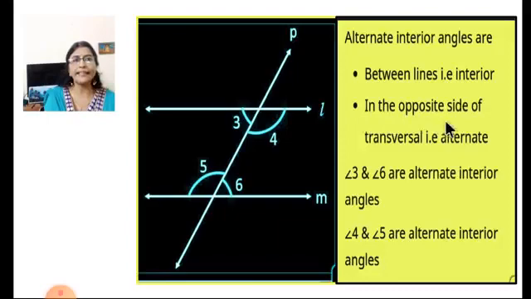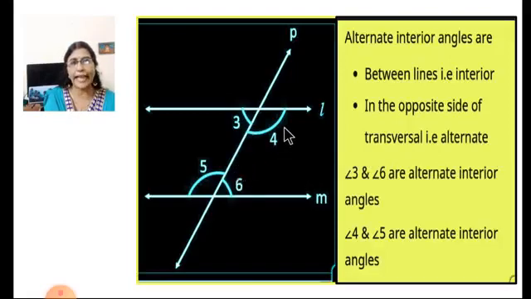Second point, in the opposite side of the transversal. Like here you can see, angle 3 is on the left side of this transversal, and if I take this angle 6, which is on the right side, these two angles are opposite to each other. So they are on the opposite side of the transversal. That is why it is called alternate. So if they are on the opposite side of the transversal, they are called alternate.